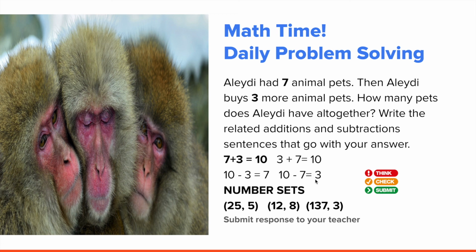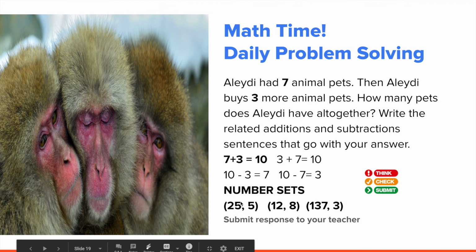Okay, now it's your turn. Your number sets for the 7 and the 3, you're going to take away the 7, take away the 3, and you're going to either say, a lady had 25 animal pets, then she buys 5 more. Or you could do, a lady had 12 animal pets, then she bought 8 more. Or you could say a lady had 137 pets and she bought 3 more. Those are a lot of pets. Well, maybe she has a pet store.